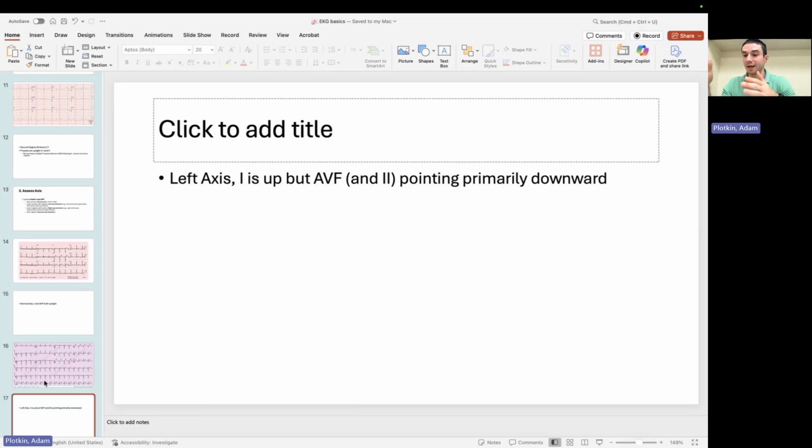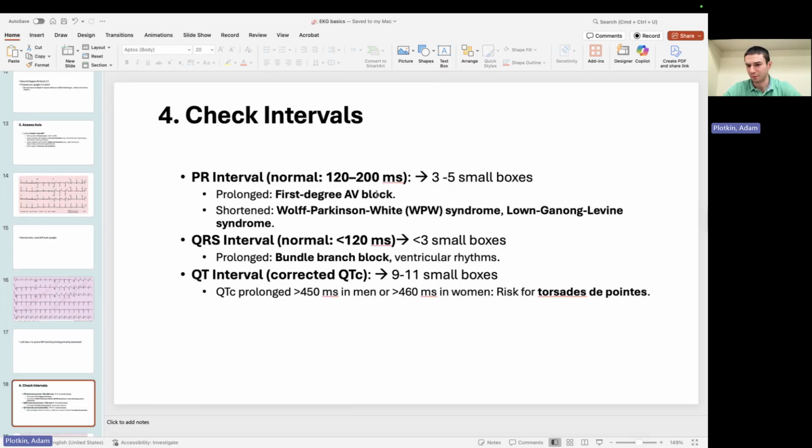Now we talked about axis, right? We look at leads 1 and AVF. They're both pointing up, right? The R waves are both pointing up. Normal axis. If lead 1 is up, the lead AVF is strongly pointing down, right? Left axis deviation, my thumbs have left each other. If lead 1 is down and lead AVF is up, the thumbs are coming right at each other, right? So right axis deviation, all right? Then we check our intervals, okay?